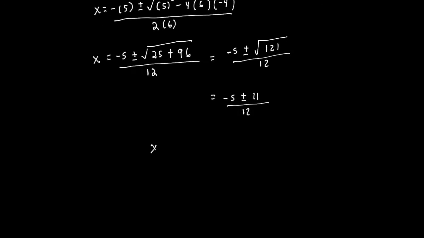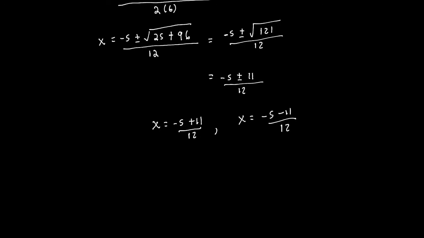The two solutions are going to be x equal negative 5 plus 11 over 12 and negative 5 minus 11 over 12. Here on the left, negative 5 plus 11, that's going to be 6. And 6 over 12 reduces to 1/2.